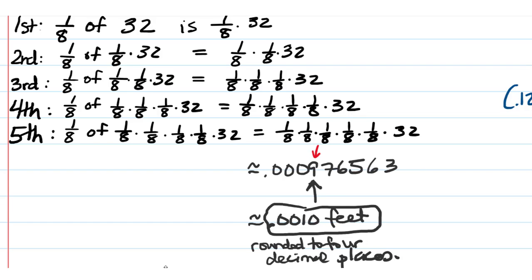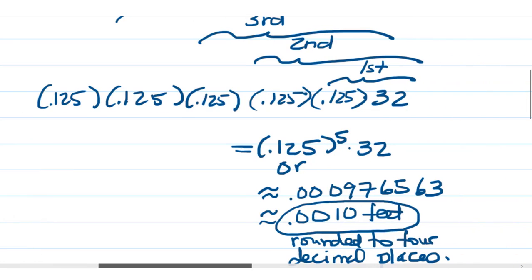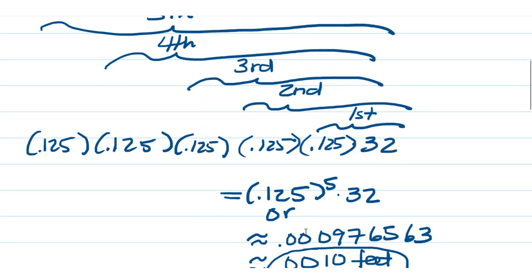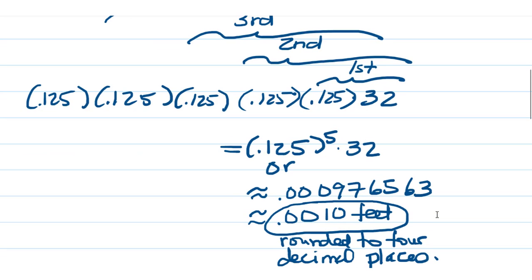For a lot of people, looking at this problem with the 1/8 bothers them. So let's also think about it a different way, which is that 1/8 is actually the decimal 0.125. So if you want to think of 1/8 as 0.125, then after the first bounce, we have 0.125 of 32, so 0.125 times 32. After the second bounce, we have 0.125 times 0.125 times 32, and so on. And so in the end, we actually have 0.125 raised to the fifth power times 32, which comes out to be the same result we had when we did this with fractions.